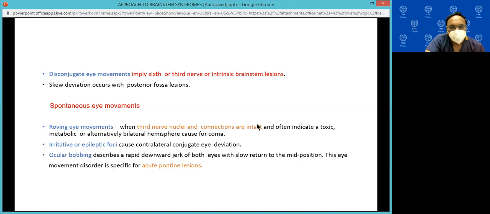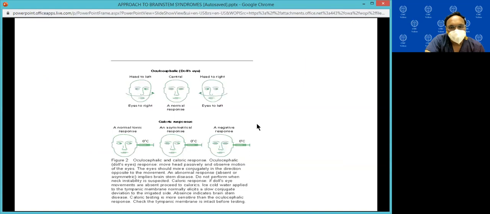And ocular bobbing is a rapid downward jerk of both eyes with slow return to the mid position. This movement is specific for acute pontine lesions. So by this we can localize where the lesion is, and we can know which is not involved based on the movements. So this is the oculocephalic movement, like doll's eye.